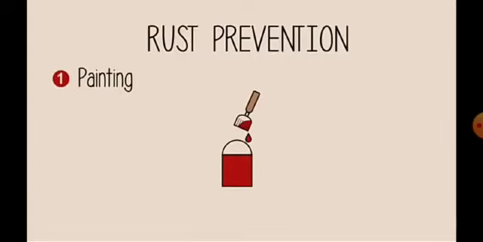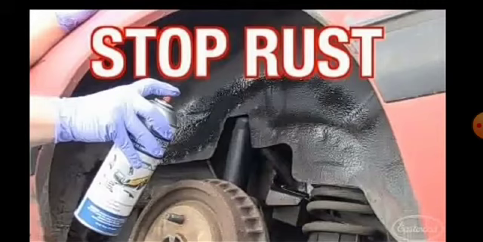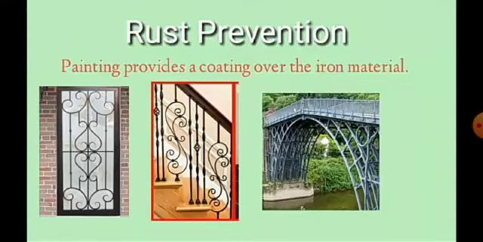First, painting. This is generally done on the bicycles and the cars. When a coat of paint is applied to the surface of any iron object, the air and the moisture cannot come in contact, so rusting can be prevented. This is generally also done in window grills, railings, iron bridges, coaches, etc.